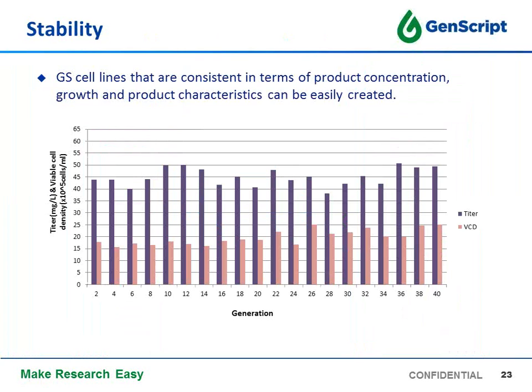So the GS cell lines that are consistent in terms of product concentration, growth, and product characteristics can also be easily created. As you can see here, cell lines maintained over a period of 40 generations demonstrated consistent product titer and viable cell densities. You could see they are quite consistent.